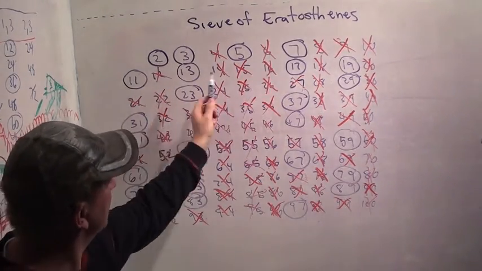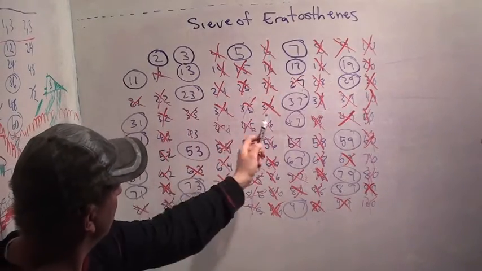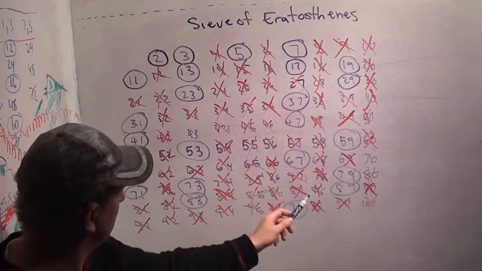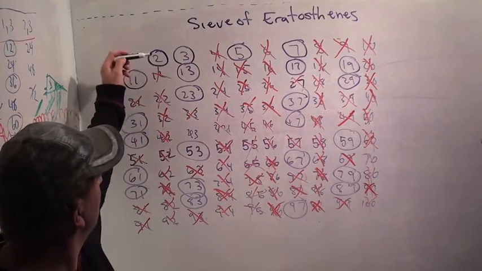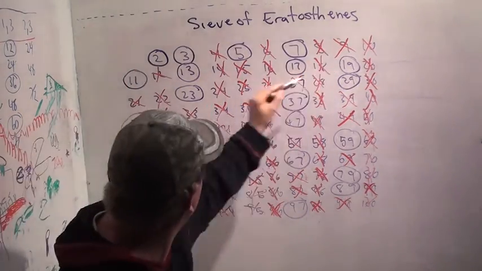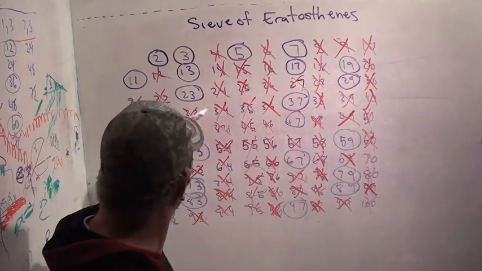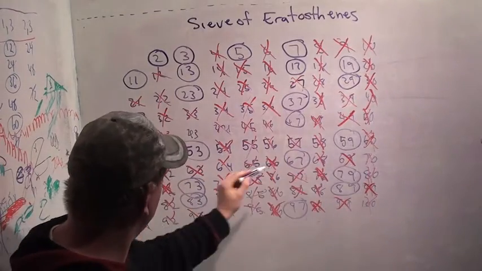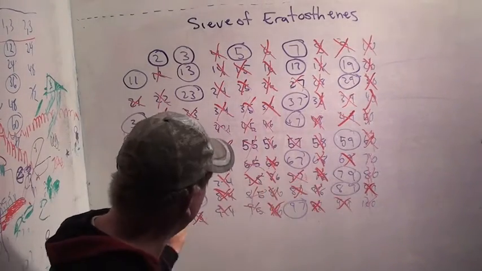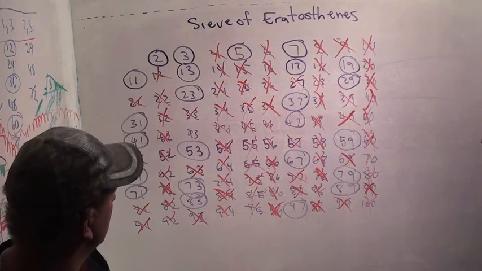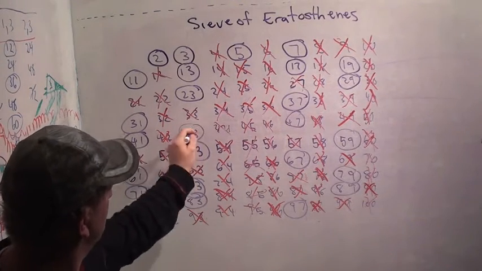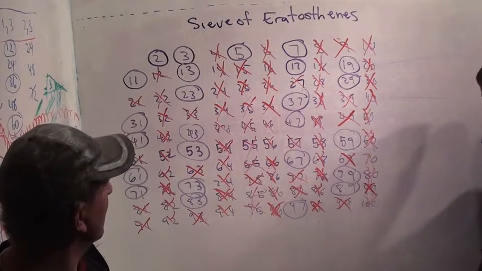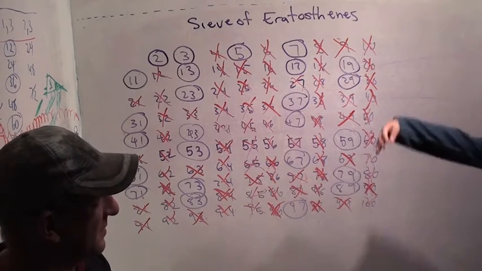1, 2, 3, 4, 5, 6, 7, 8, 9, 10, 11, 12, 13, 14, 15, 16, 17, 18, 19, 20, 21, 22... I confused myself. Let me start again. 1, 2, 3, 4, 5, 6, 7, 8, 9, 10, 11, 12, 13, 14, 15, 16, 17, 18, 19, 20, 21, 22, 23, 24. I forgot to circle 43. 25.